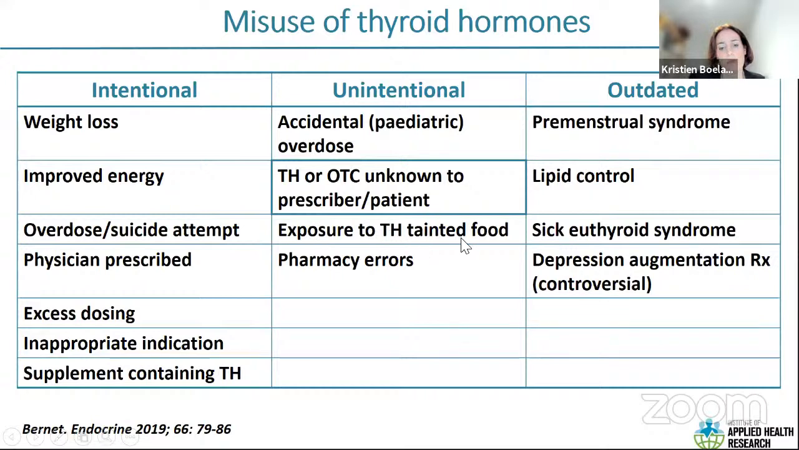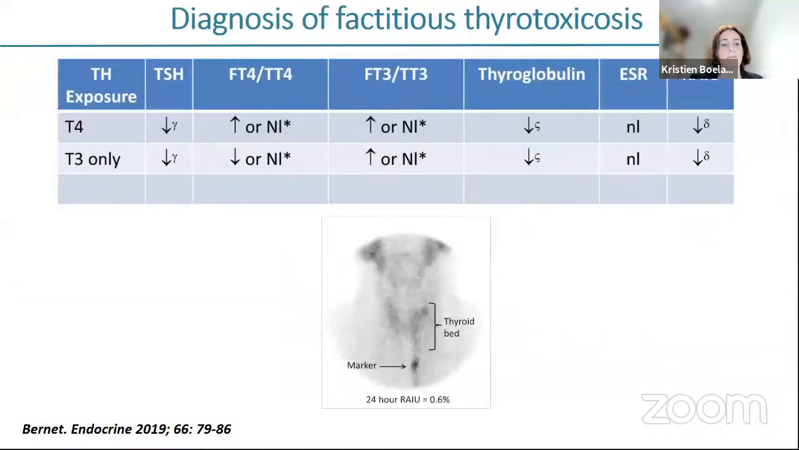Exposure to foodstuffs that contain thyroid hormones, and so what's been described as hamburger thyrotoxicosis, where the beef that was used in these hamburgers, the cattle were actually treated with thyroid hormones, and then there can be pharmacy errors. And then a number of outdated situations are that this was thought to potentially be useful in premenstrual syndrome, for lipid control, and in the sick euthyroid syndrome, although this is now very rarely used. And it remains controversial whether the use of thyroid hormones is useful in patients who have treatment-resistant depression.